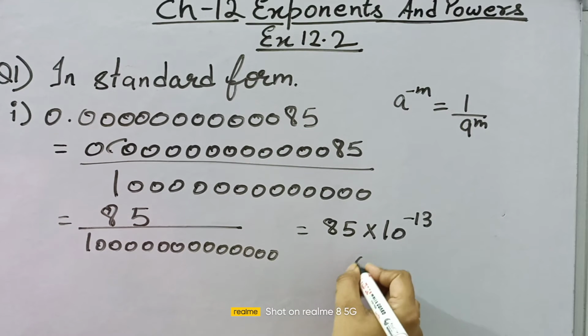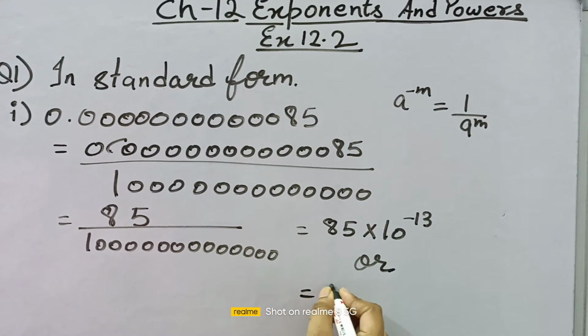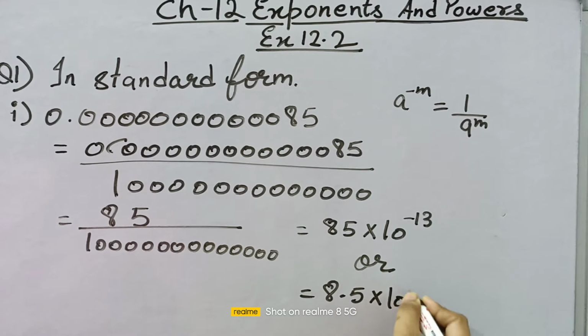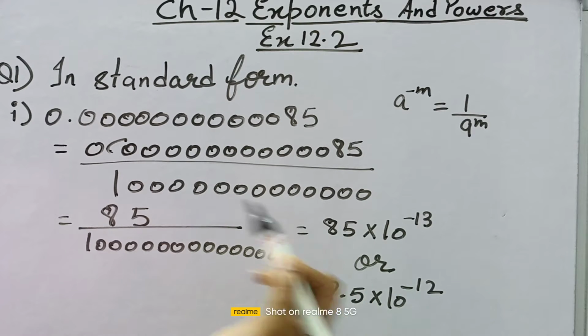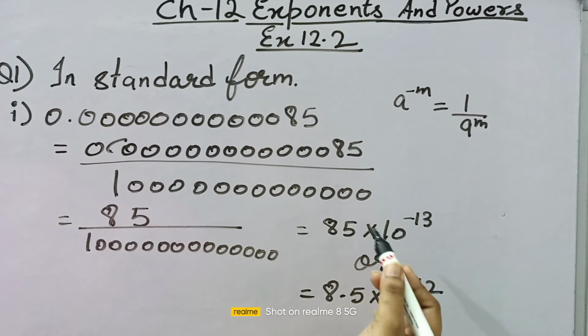Now this can also be written as 8.5 multiplied 10 raised to the power minus 12. Now how I had written this? What I did? I just took 10 from this number and divided this 85 with it, because this number was in denominator.